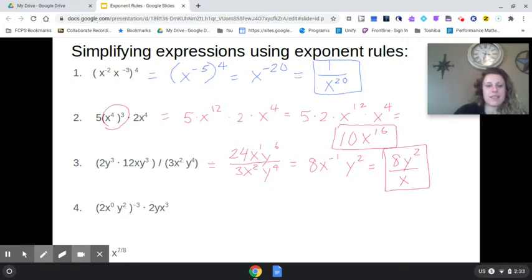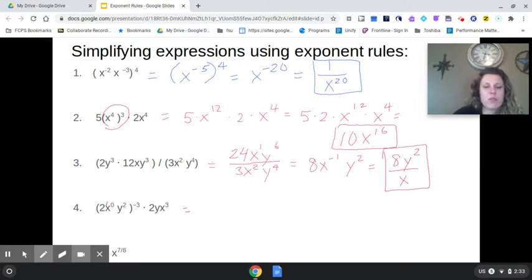Okay, the next example, we have a product being raised to a power. So I could distribute that power to each item inside those parentheses. So again, I'm just going to write the first power on the 2 so I don't forget about it.